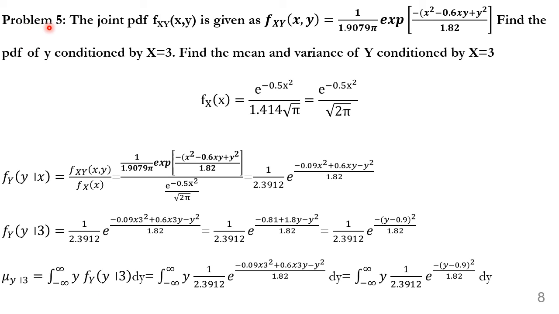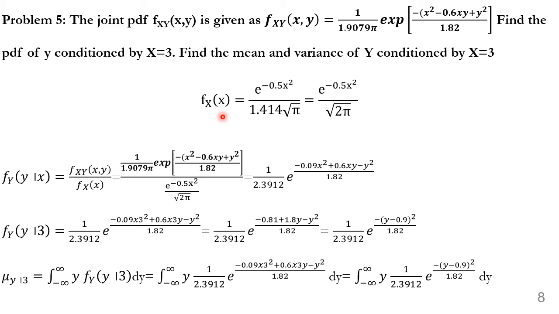Let us consider the fifth problem. Joint PDF f(x,y) is given as 1 divided by 1.90795 exponential of minus x square minus 0.6xy plus y square divided by 1.82. Find the PDF of y conditioned by x equal to 3. Find the mean and variance of y conditioned by x equal to 3.